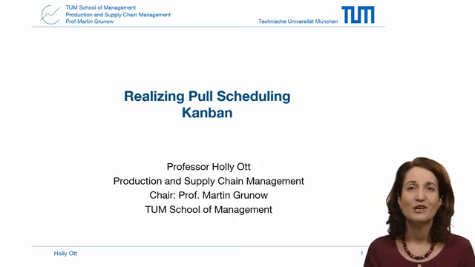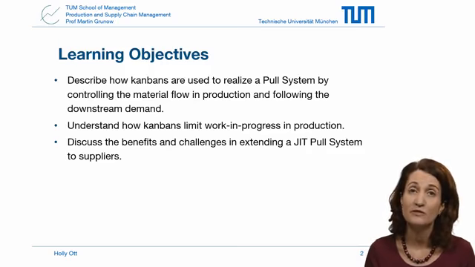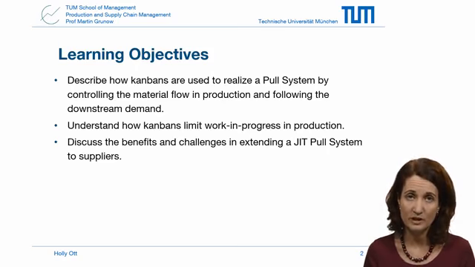In this session, we will review how Kanbans are used to establish pull scheduling in production. Our learning objectives are to describe how Kanbans are used to realize the pull system by controlling material flow in production and by following the downstream demand. We want to understand how Kanbans limit the work in progress in the production, and finally briefly discuss the benefits and challenges in extending a JIT pull system to suppliers.